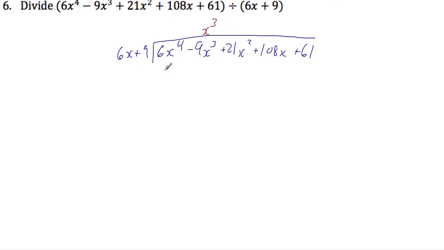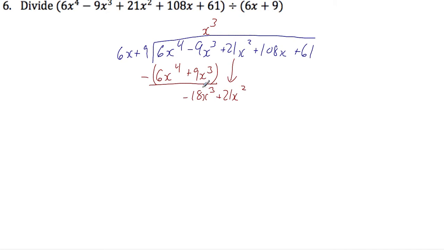X to the third times 6x is going to be 6x to the fourth plus 9x to the third. This is where I saw people get confused on the quiz. Make sure you subtract. So here the first two terms cancel out. This is negative 9x to the third minus 9x to the third. If you need your calculator, you can use it, but you get negative 18x to the third. They do not cancel out, so be careful with that.